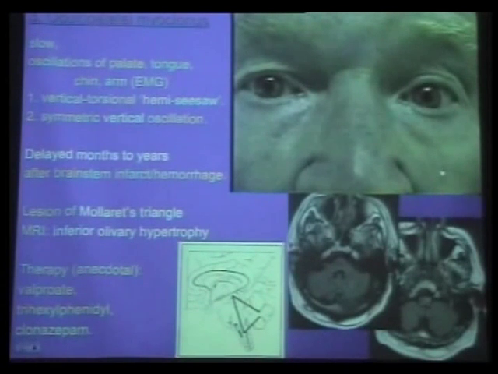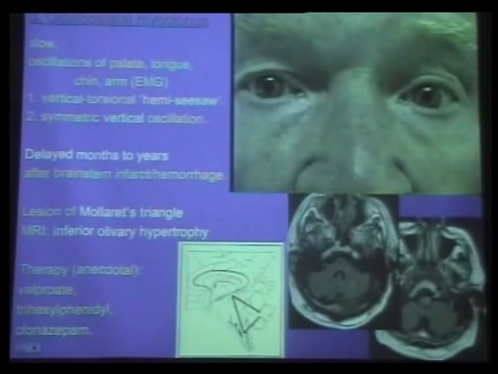Number three, oculopalatal myoclonus. Again, very characteristic sign you want to look for here. Here there's a little bit more variability. It's a slow oscillation. It can be either symmetrically purely vertical, or it can be what we call a hemi-seesaw pattern, vertical torsion. The difference between this and seesaw is that it's not the case with seesaw where one eye is going up and the other is going down. Here, both eyes are going up, but one eye is going up far more than the other, as if two people were sitting on the same side of a seesaw.